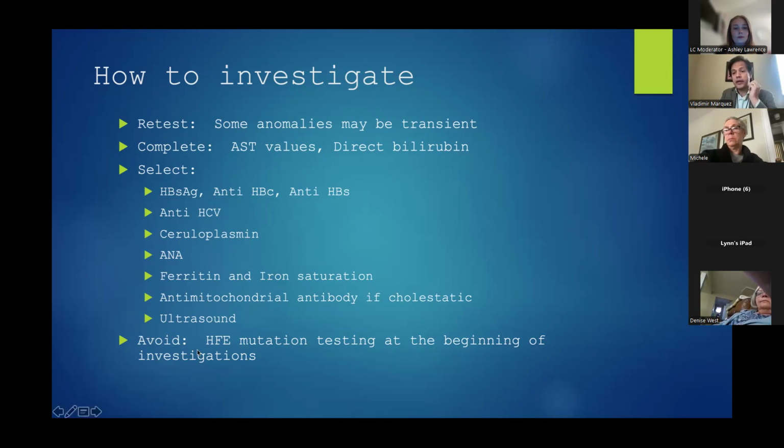Having an ultrasound of the liver is also very helpful to see if there are features that are suggestive of more advanced liver disease or of the presence of fat in the liver or some other anomalies of the bile ducts.